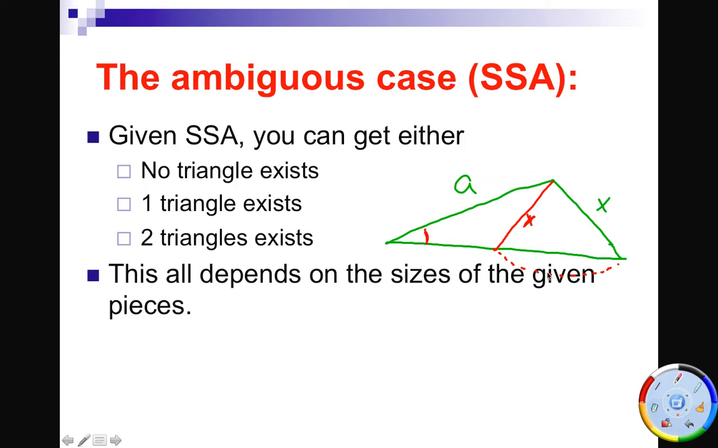And all of these three things actually depend on the sizes of the given pieces. So remember, you're given two sides and an angle. Depending on what you're given, it will determine if you have no triangles, or if you have one triangle, or if you have two. So this is an or statement. It's one of these three things. And you can't have all three of those things. It doesn't make any sense to have two triangles but have no triangles.